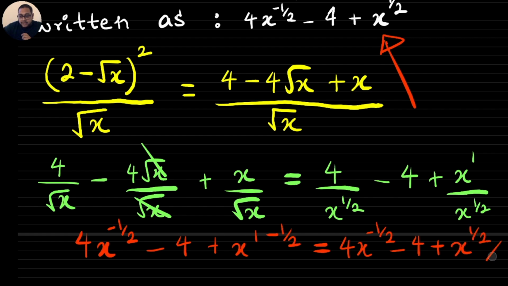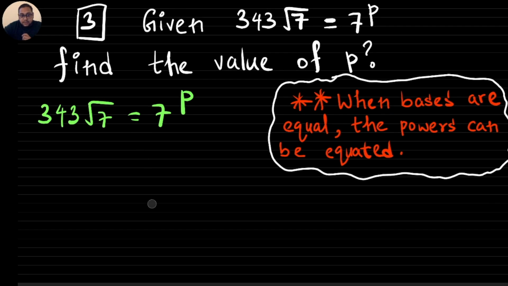This is the answer. In this question, our goal would be to find the value of p. 343 can be written as a base of 7, and that will be 7 to the power of 3. And then we have root 7, which means multiplied by 7 to the power of half. And the RHS will not change. I would have 7 to the power of p.